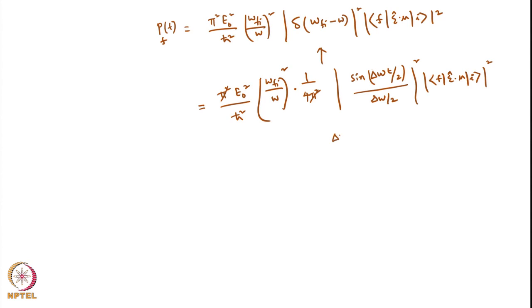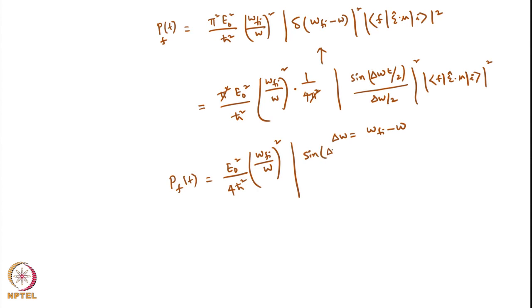Okay, where delta omega is nothing but omega fi minus omega. Now, I am going to slightly rewrite this equation. So, P f of t is equal to E naught square by 4 h bar square, omega fi by omega square, modulus of sine square of del omega t by 2 divided by del omega by 2, whole square, times modulus of f. So, this is the probability.